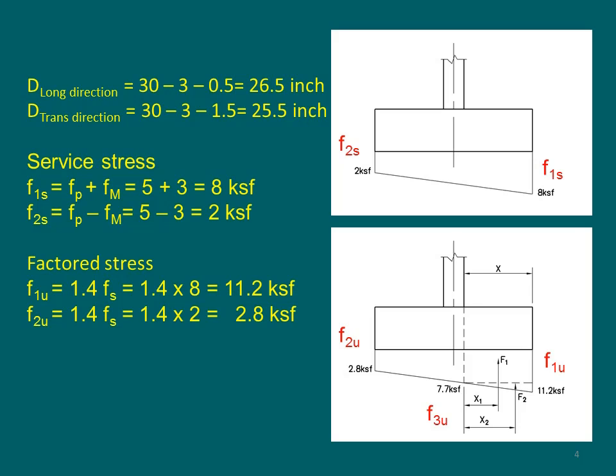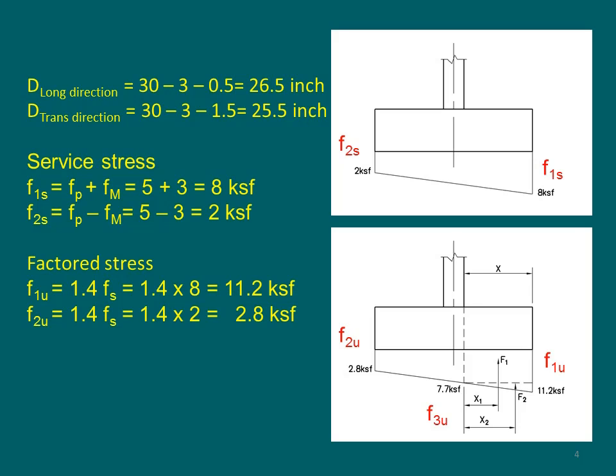The right hand side point is called point 1, so the stress right there is going to be F sub 1U, because you have ultimate or factored stress. On the left hand side is going to be F sub 2U. The reason that we are using U is because it's going to be ultimate stress. The 7.7, which is right at the face of support, I'm going to call this F sub 3U.